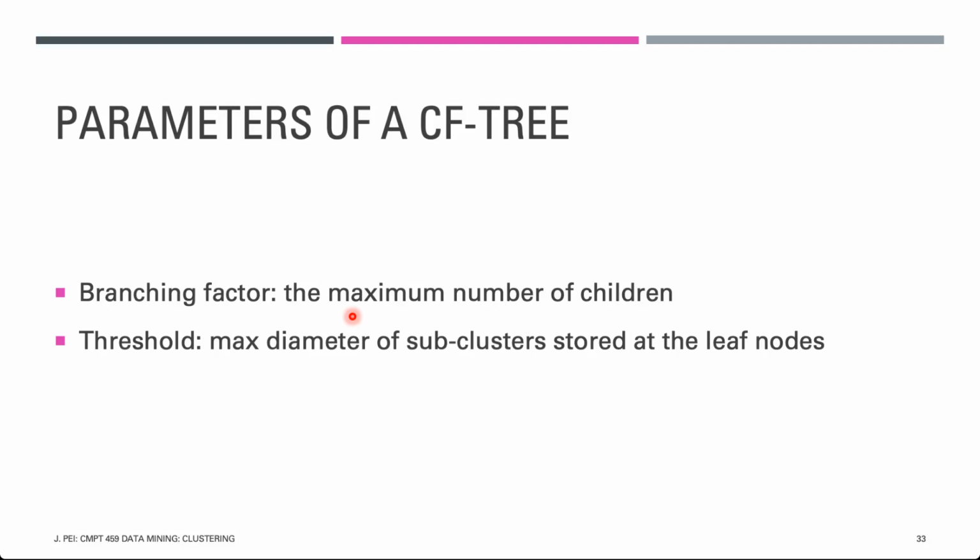In a CF tree, the parameters include the branching factor, which is the maximum number of children that a node can hold. And also, the CF tree carries a threshold, which is the maximum diameter of subclusters stored at the leaf nodes. Therefore, we can use the threshold to decide whether we want to split one cluster into subclusters and thus expand the tree.